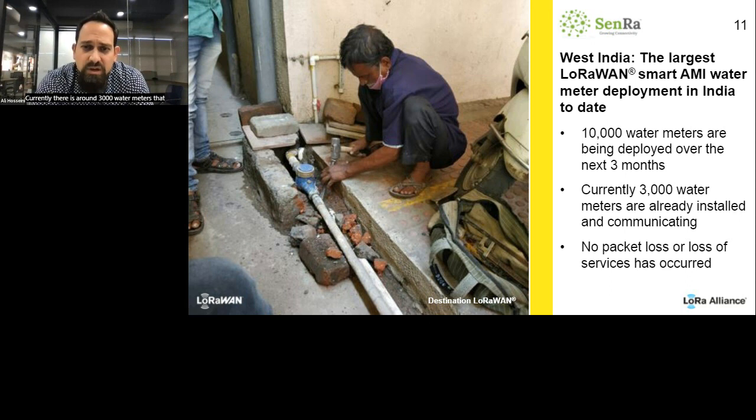Currently, there are around 3,000 water meters that are already installed throughout the city, and they are communicating with our LoRaWAN network. And we're proud to say that we have not had any packet loss or loss of services to date as part of this project.